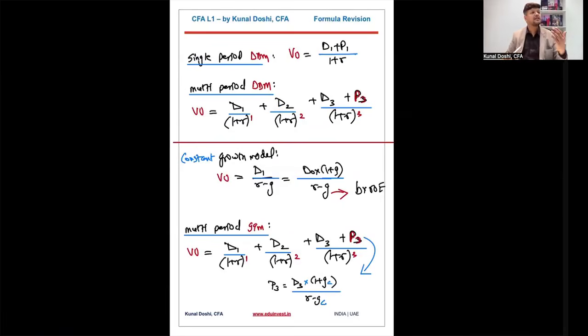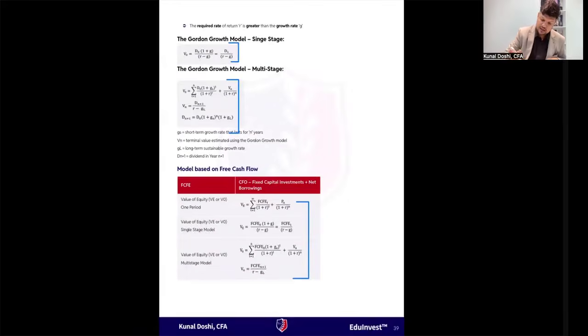Instead of dividend, we'll replace that with FCFE. Are you there, everyone? Confirm to me if you understood this.